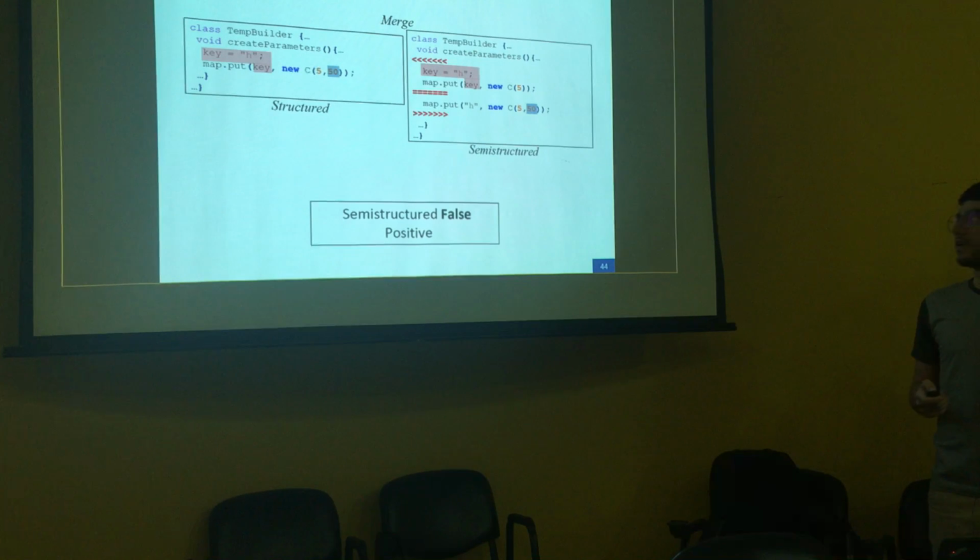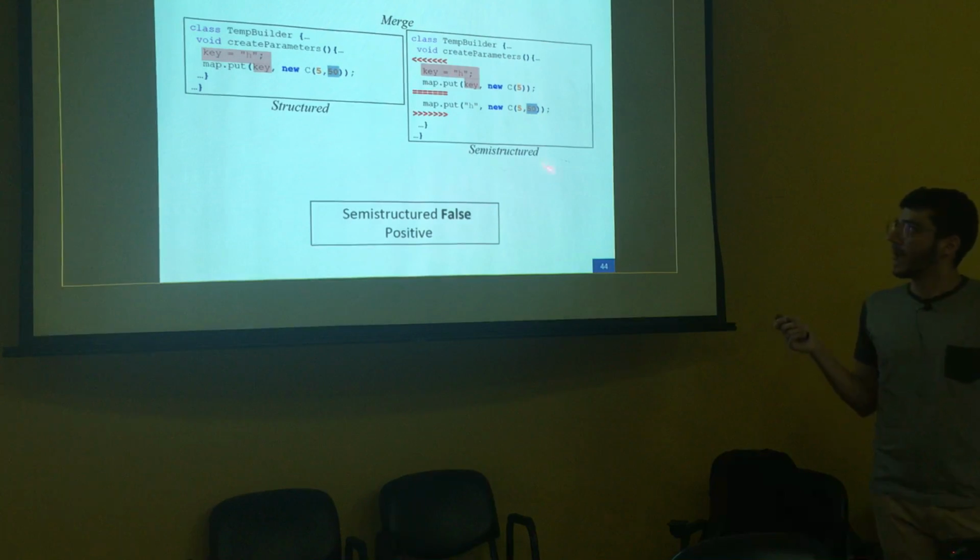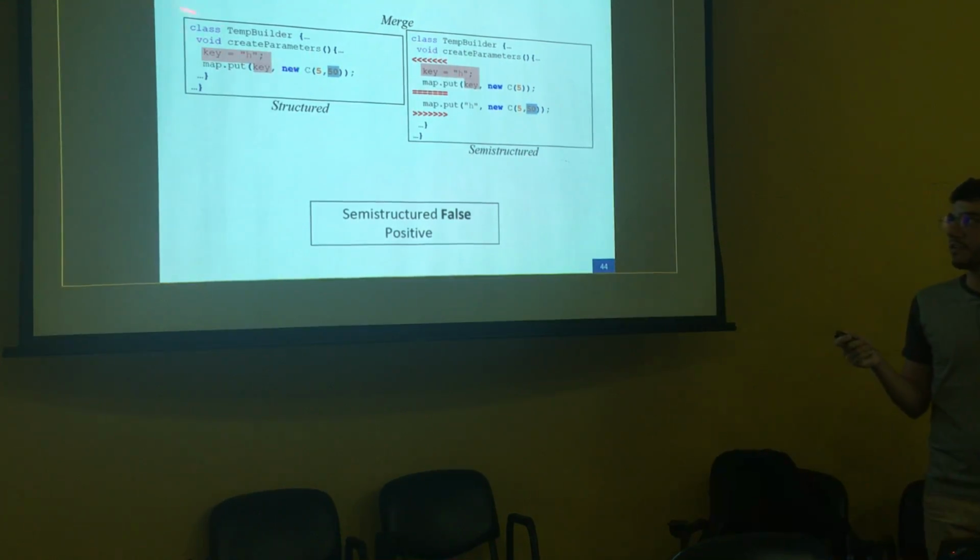Actually, they change consecutive lines. No, they only change the same line, key and the argument. So this is an example of semi-structure merge false positive correctly resolved by structure merge, and this is a false positive because part of the changes in red are just refactoring.